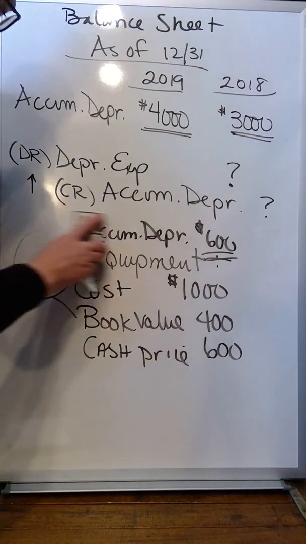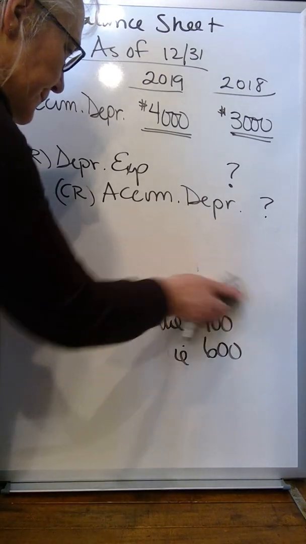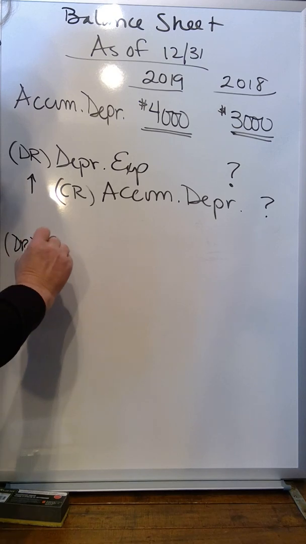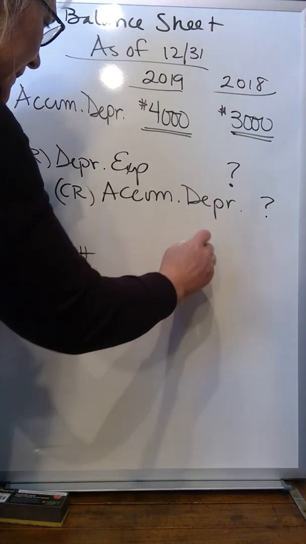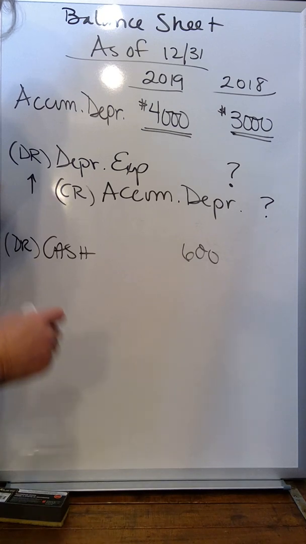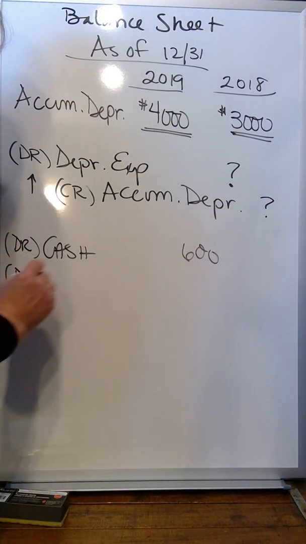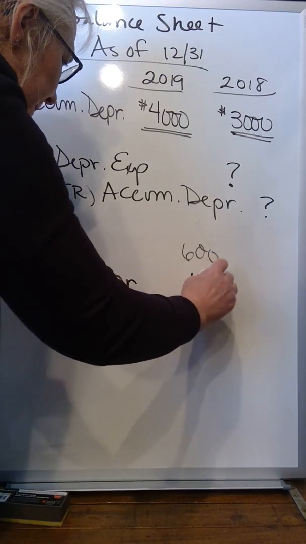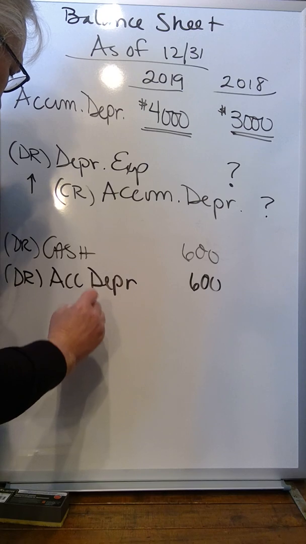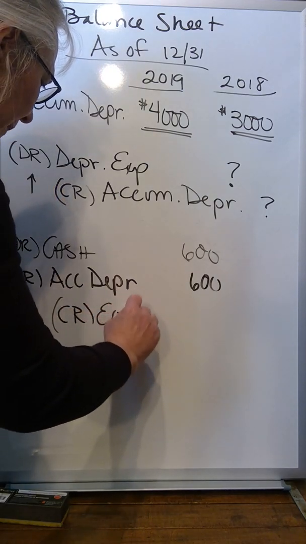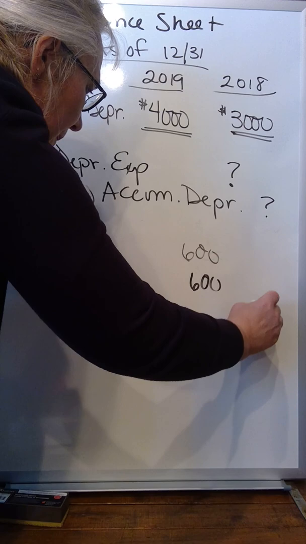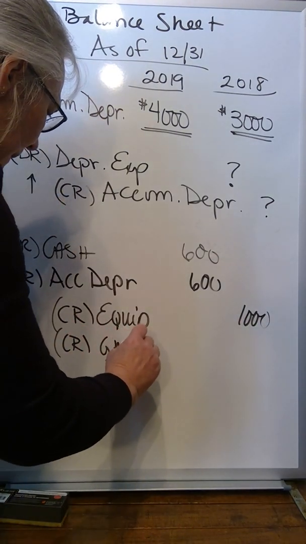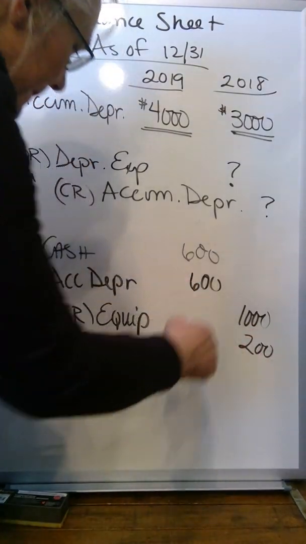So let's go ahead and record this sale. And that would look like this. They would have debited cash for $600. They would have debited that accumulated depreciation to remove it from the books, also for $600. They would have credited the equipment account for $1,000 to take it off the books. And they had a resulting gain on the sale. We can see a gain here of $200, and our debits equal our credits.